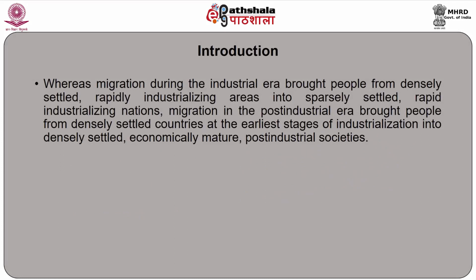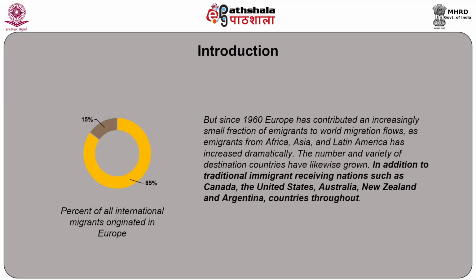Whereas migration during the industrial era brought people from densely settled, rapidly industrializing areas into sparsely settled, rapidly industrializing nations, migration in the post-industrial era brought people from densely settled countries at the earliest stages of industrialization into densely settled, economically mature post-industrial societies. Before 1925, 85% of all international migrants originated in Europe, but since 1960, Europe has contributed an increasingly small fraction of immigrants to world migration flows, as immigrants from Africa, Asia and Latin America have increased dramatically. The number and variety of destination countries have likewise grown.